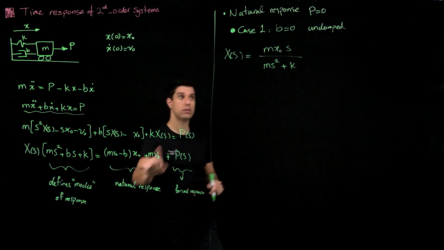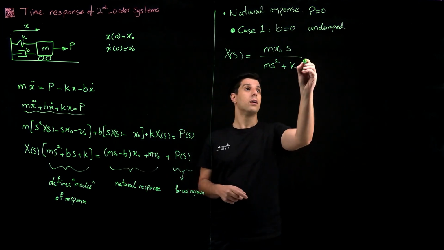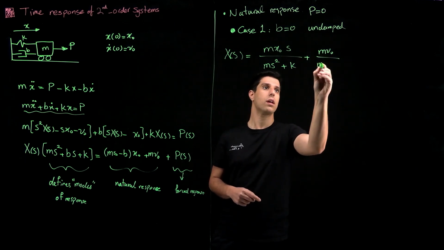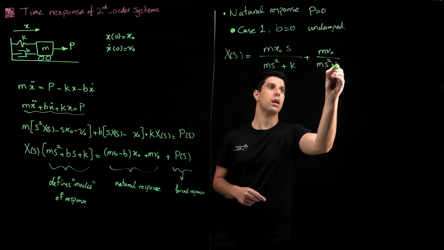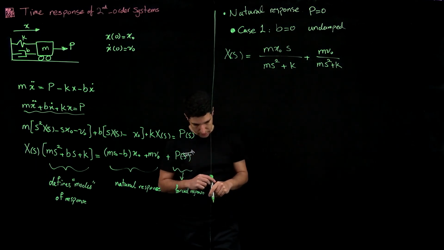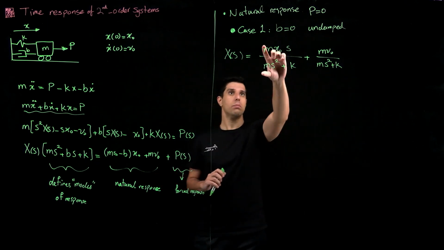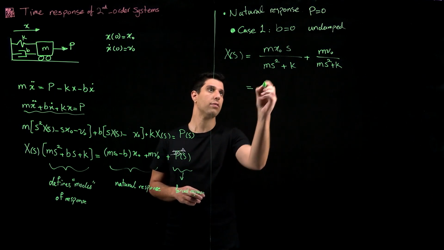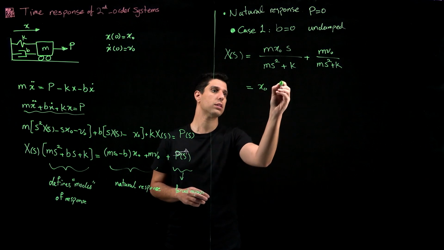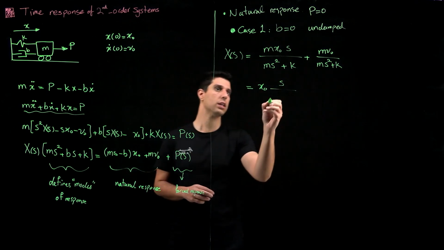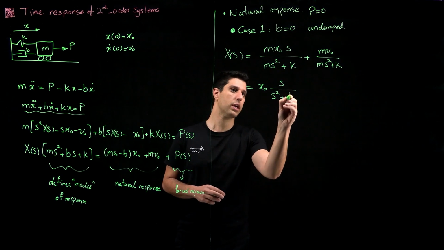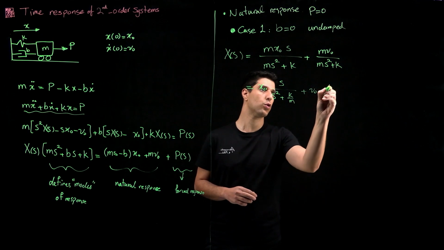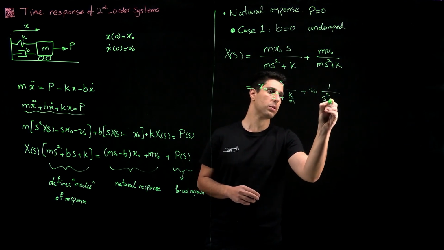Ooh, I have v naught too. Good to know. Plus m v naught over the same thing, m s squared plus k. That's better. So let me factor out one m and cancel it from the top and bottom. So I take out x naught just to make things look nicer. I have s over s squared plus k over m plus v naught times 1 over s squared plus k over m.